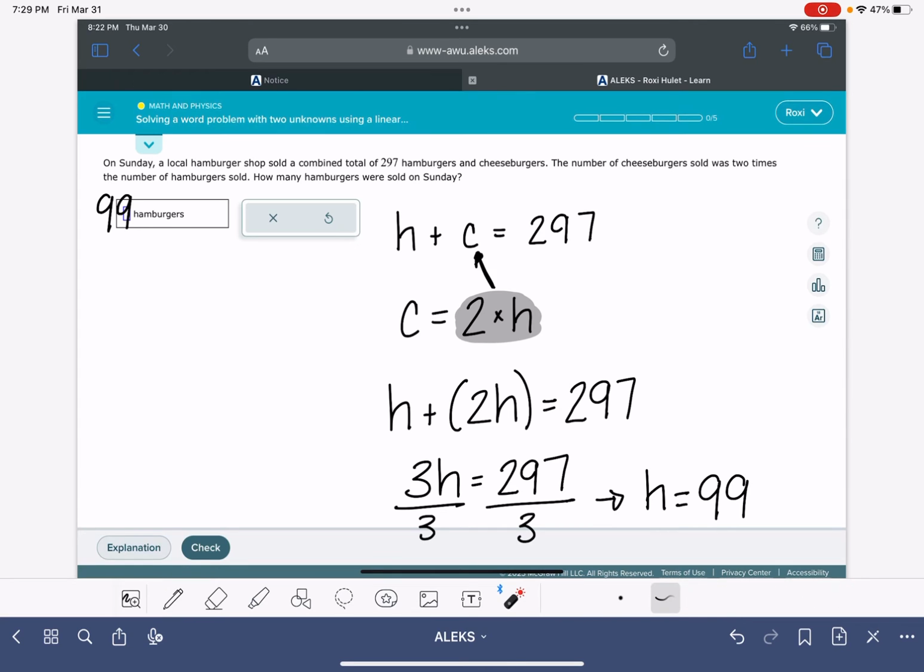Let's pretend the problem was asking me to figure out how many cheeseburgers there were. If that was the case, now I know how many hamburgers I've sold, so I could use this equation to solve for the number of cheeseburgers. 2 times 99 is 198 cheeseburgers, if that was what I needed to know.